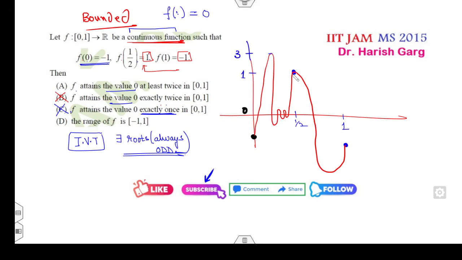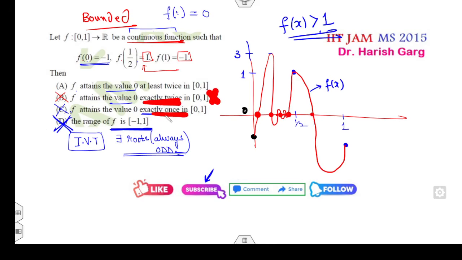तो इसका मतलब क्या होगा? This is the graph of the f(x). So that means f of x is greater than 1 also, because nothing is given to you. Last option said -1 to 1. That option is cancelled. Now how many roots you have seen? 1, 2, 3, 4, 5, 6, 7, 8. But he said exactly 2. That option is cancelled.